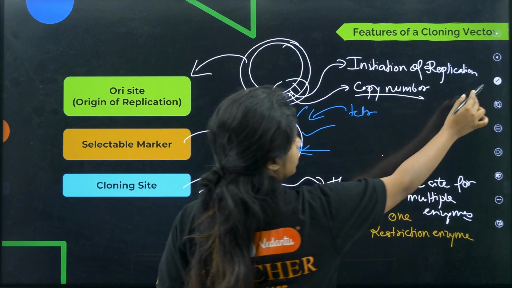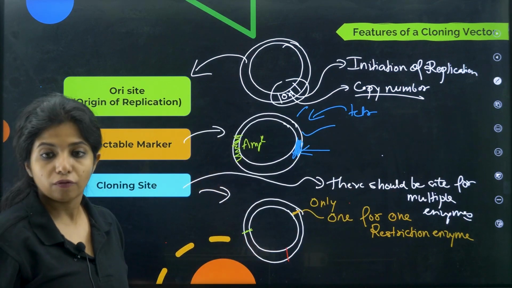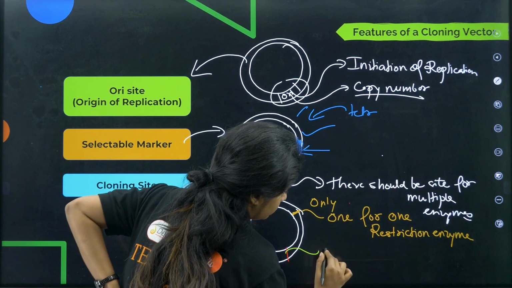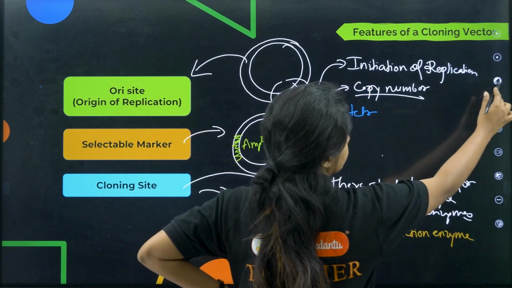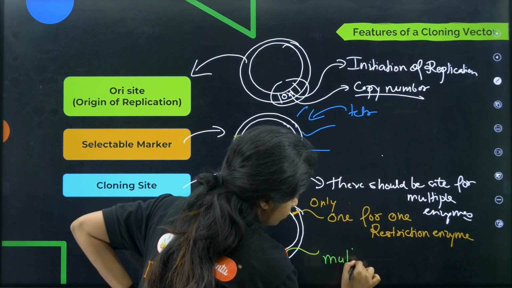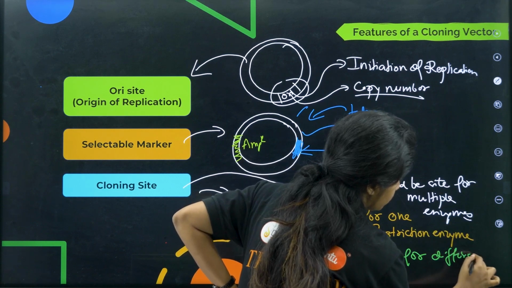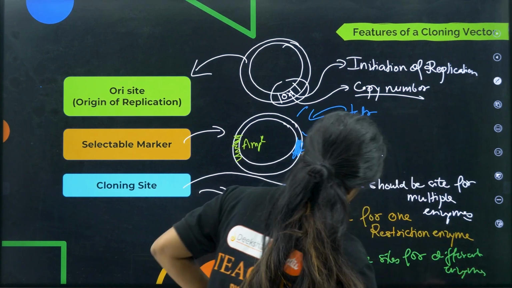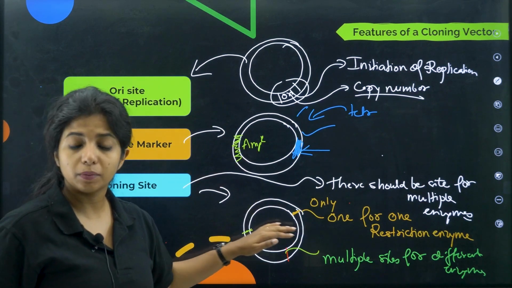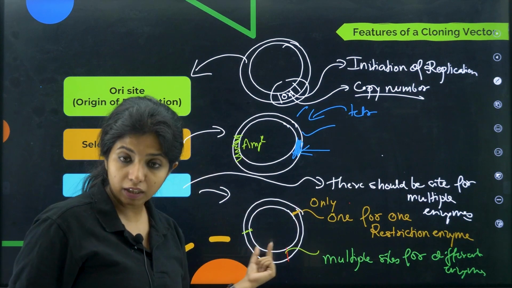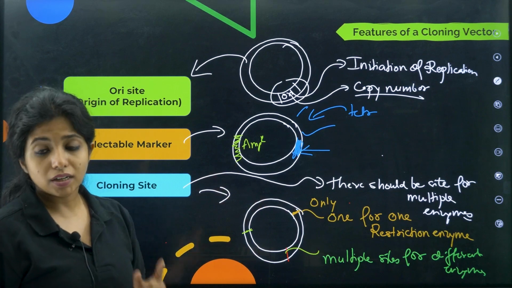Next thing, there should be different sites for different enzymes, or basically multiple sites, as in one enzyme has this site, the next enzyme should also have its own site, and the next one too. I'm not saying one enzyme should have multiple sites, no. Each of them should have their own site so that I can use any enzyme. That is one very important thing.